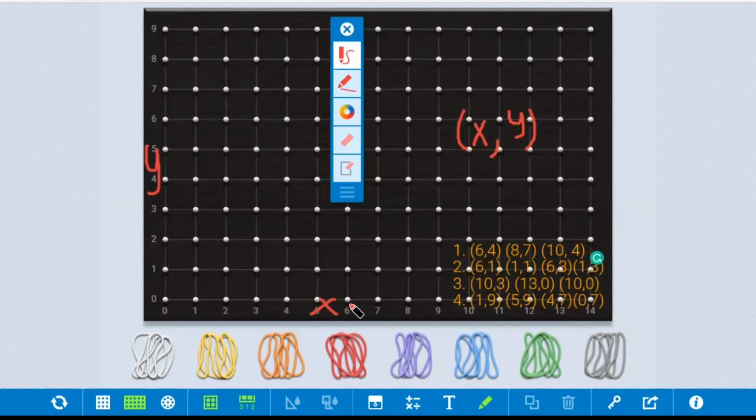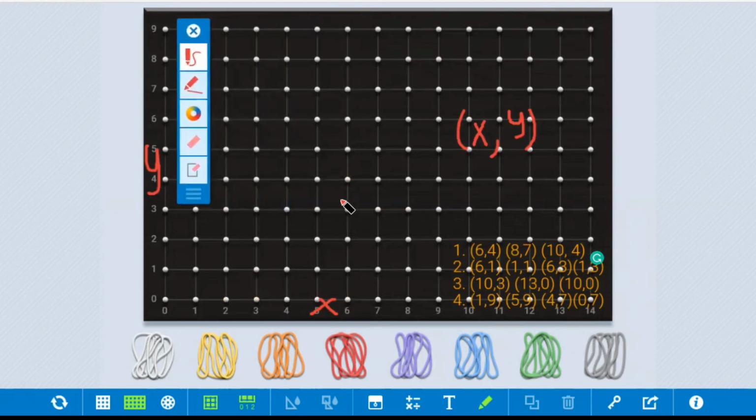So we're going to go over 6, and we're not going to plot the point there. We are now going to look at what Y is asking, and Y is asking us to go 4. So if we went over 6, and now we're listening to Y, and we're going up 4. 1, 2, 3. Oh, looks like we got somebody in the way. 4. And then we're going to plot our point. So we're going to continue doing that with all of the ordered pairs that we have until we make a shape. So I'm going to leave X and Y up there just in case anyone gets confused.